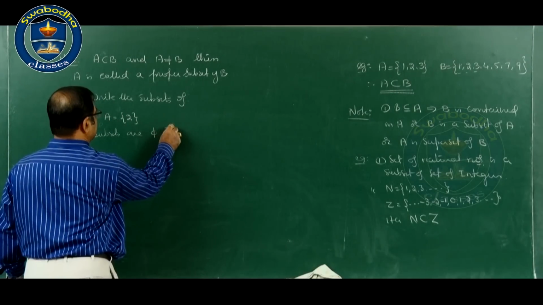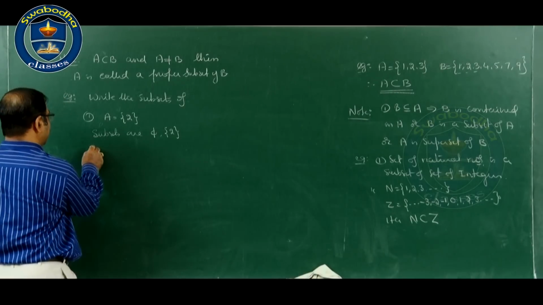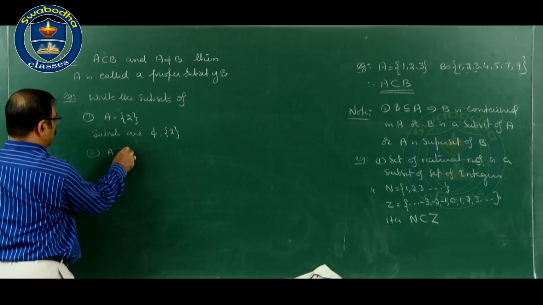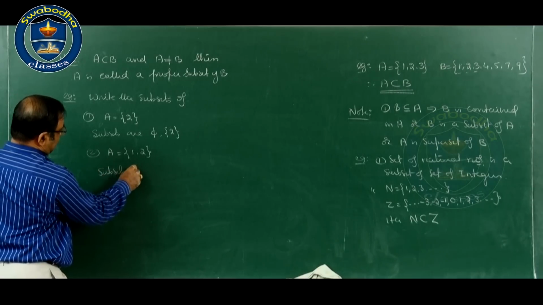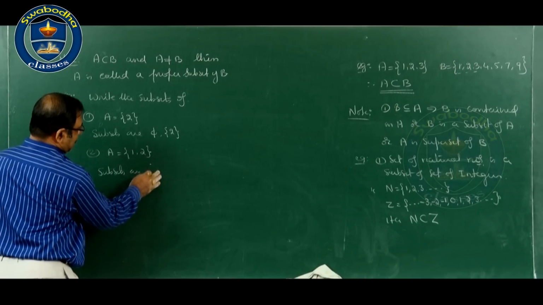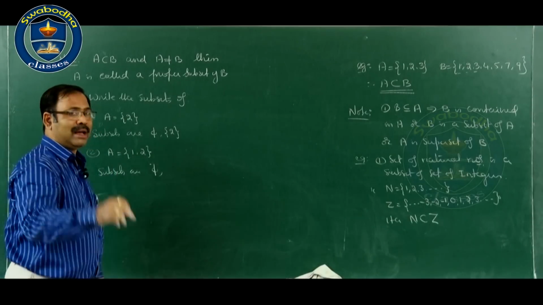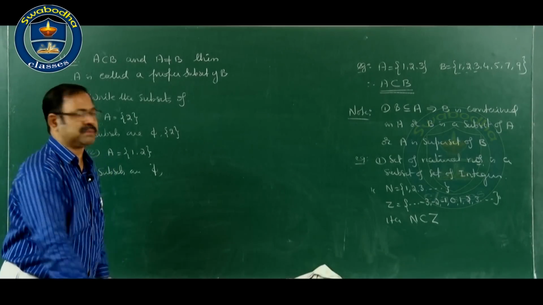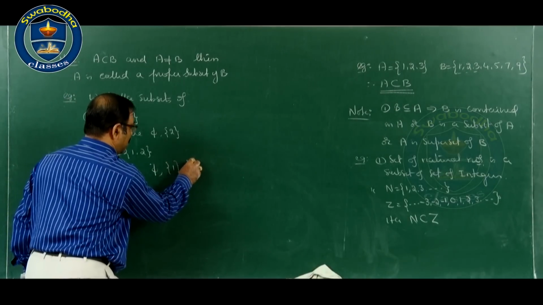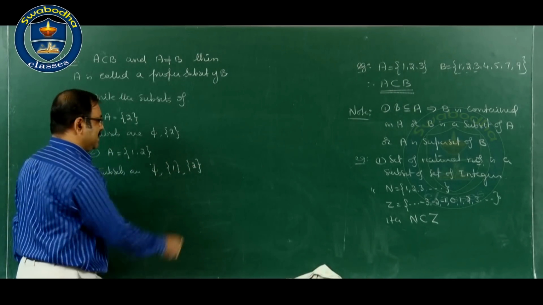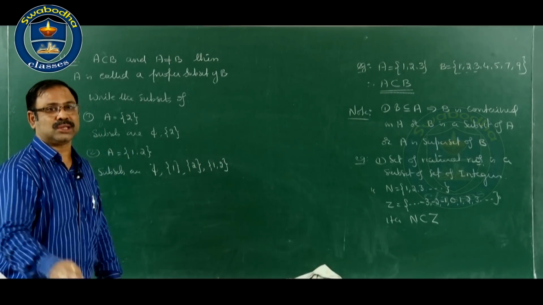So this {2} is actually a subset. Then I write A = {1, 2}. What are the subsets? See, first the null set is a subset. Then {1}, {2}. All singleton sets are subsets. So we have to write {1}, this is a subset, {2}, this is a subset, then {1, 2}. The whole set is also a subset.